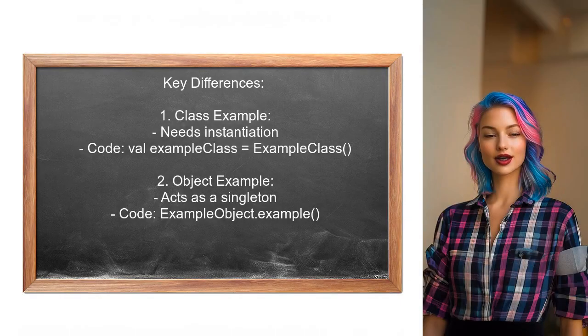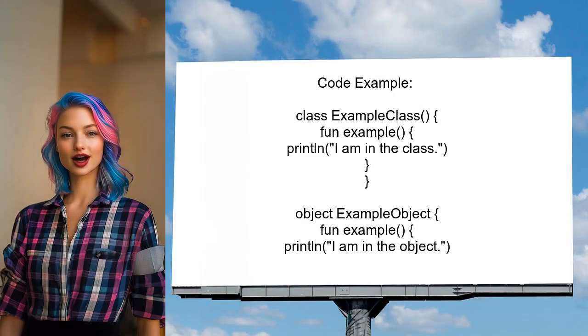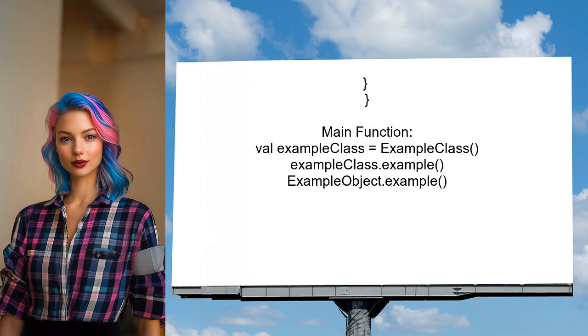Building on the previous explanation, this user highlights the key difference between a class and an object in Kotlin. They provide an example where a class needs to be instantiated, while an object acts like a singleton and does not require instantiation. In their code example, they define a class called ExampleClass and an object called ExampleObject. The class requires creating an instance to call its method, while the object can directly call its method without instantiation.